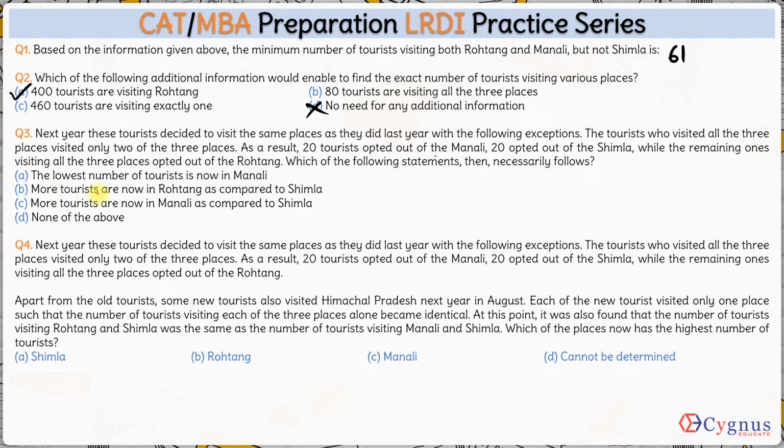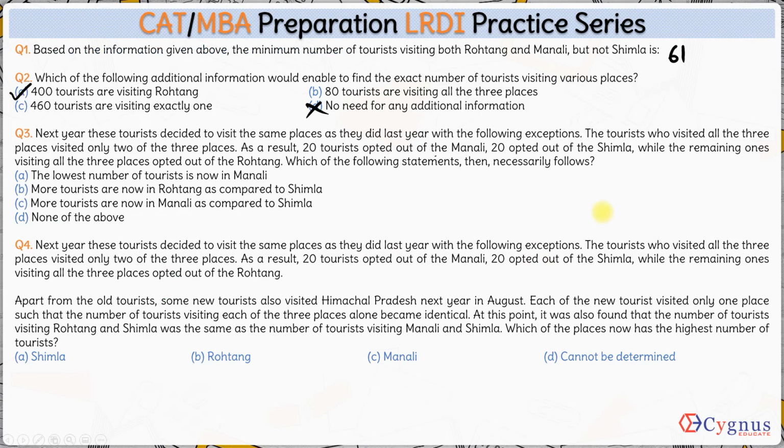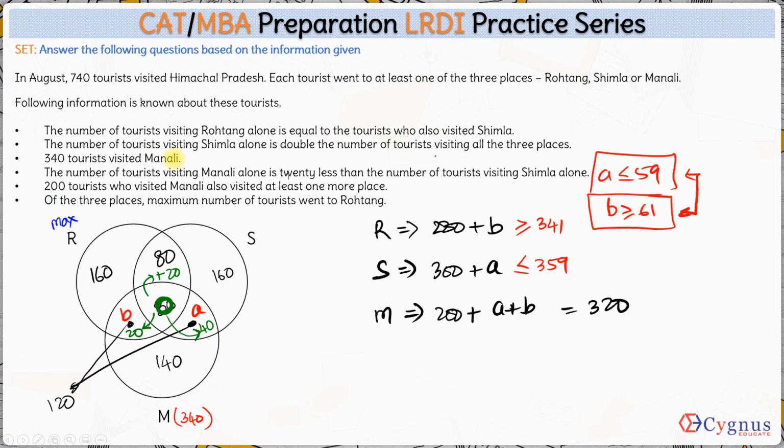Second option, more tourists are now in Rohtang as compared to Shimla. As of now, if we consider these values, B is 61 and A is 59, in that case the number of tourists in Shimla is higher than the number of tourists in Rohtang. So even the second option is not necessarily true. Third option, more tourists are now in Manali as compared to Shimla.